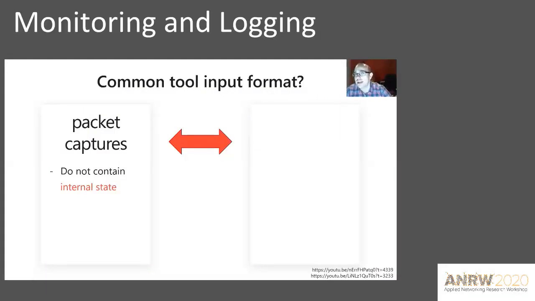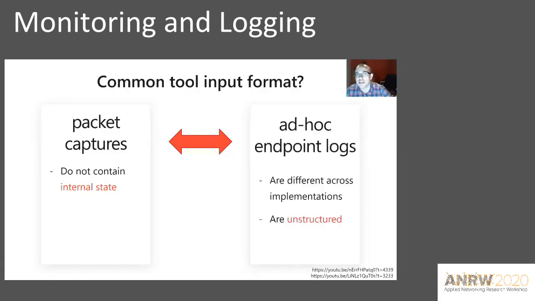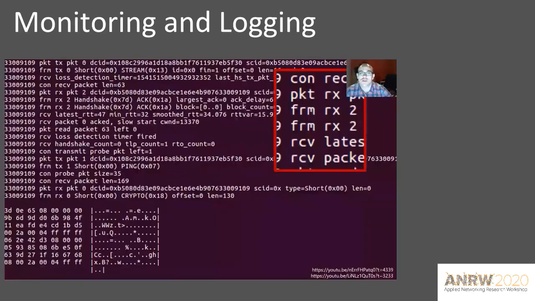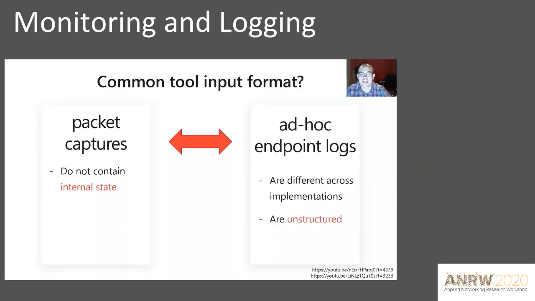We first tried this with packet captures, which works, but they miss a lot of internal implementation state. Things like the congestion window or round trip time measurements, or why exactly a packet was dropped. These are all things you do want to know when debugging. These are available inside the ad hoc logs, so the command line logs or the console logs. The problem with these, however, is that they are often unstructured and they are also different across the implementations.